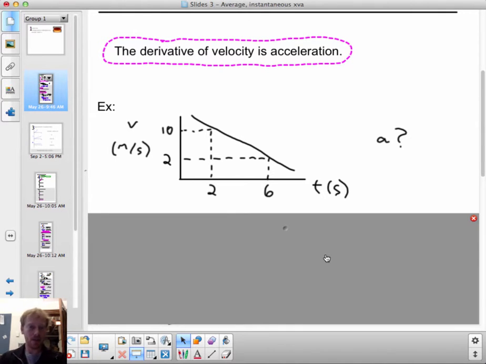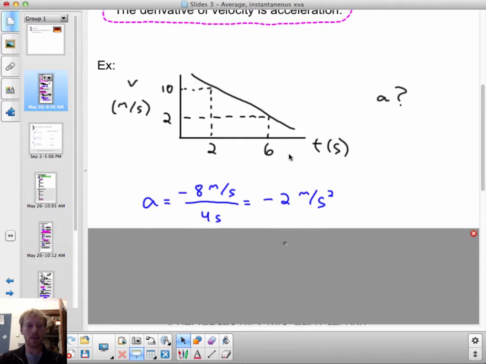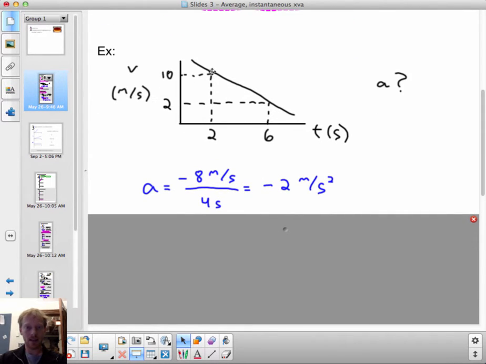Well, the derivative of this velocity function, because it is a linear function, is the same as the slope of the velocity function. So we can just take the rise over run, and the rise there is, let's see, between 2 seconds and 6 seconds, there has been a decrease in velocity by 8 meters per second. So the change in velocity is minus 8 meters per second, and that divided by 4 seconds is minus 2 meters per second per second.